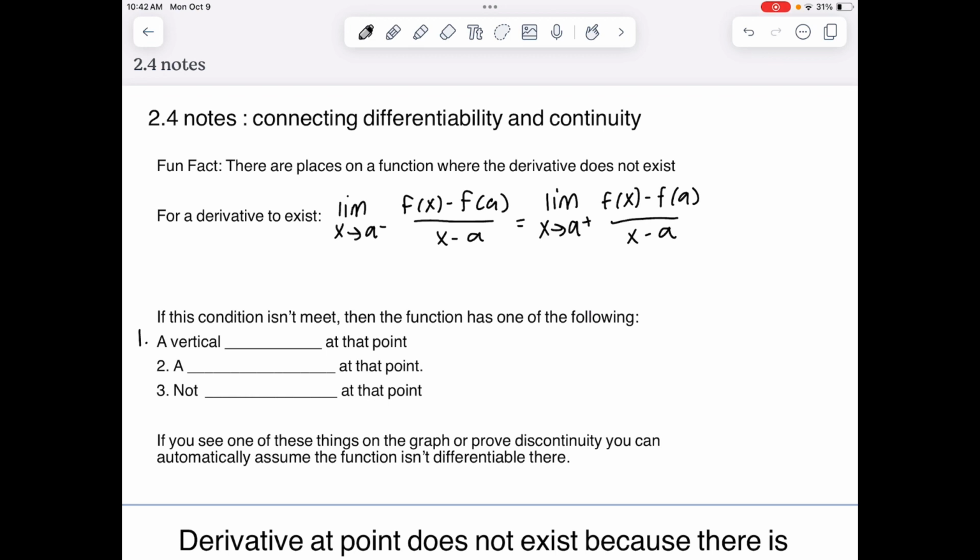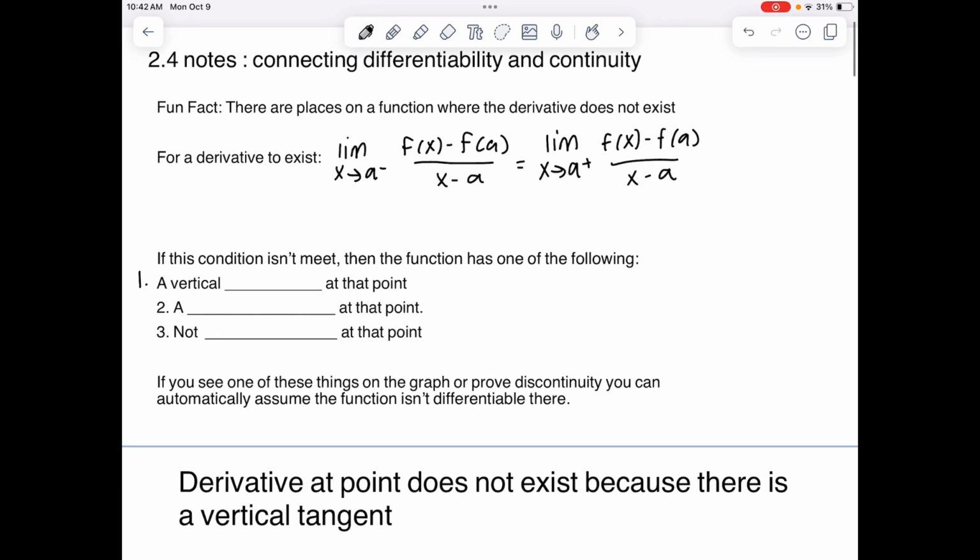The problems that I've given you, I have not given you a problem yet where the derivative doesn't exist. So we haven't had to think about this hard yet, but now we're going to have to start thinking about it. And so if the condition isn't met, this left and right-hand limit condition, there are three things that you might see on the graph.